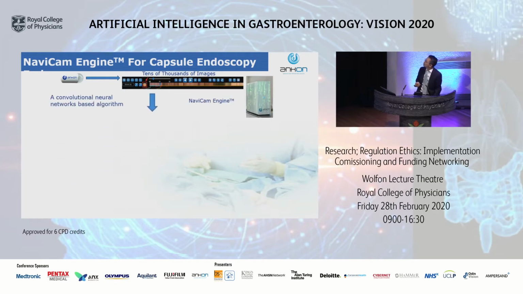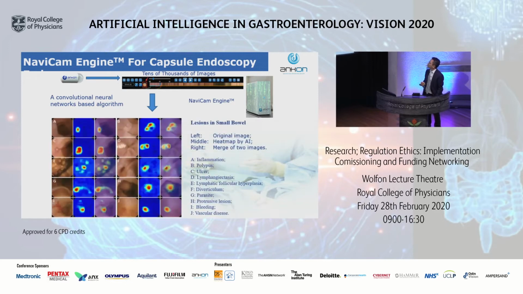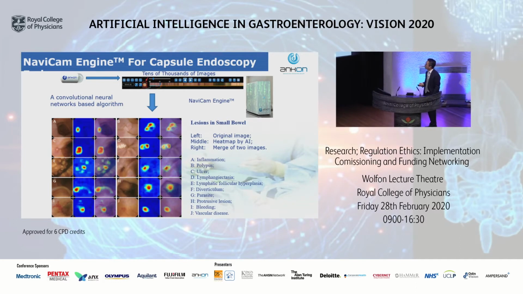So here, we have developed a platform. It consists of one Navican engine. It's a high-performance GPU-based hardware platform, and also a convolutional neural network-based algorithm. So working together, it will screen out all those tens of thousands of images down to maybe hundreds, all the positive lesions.